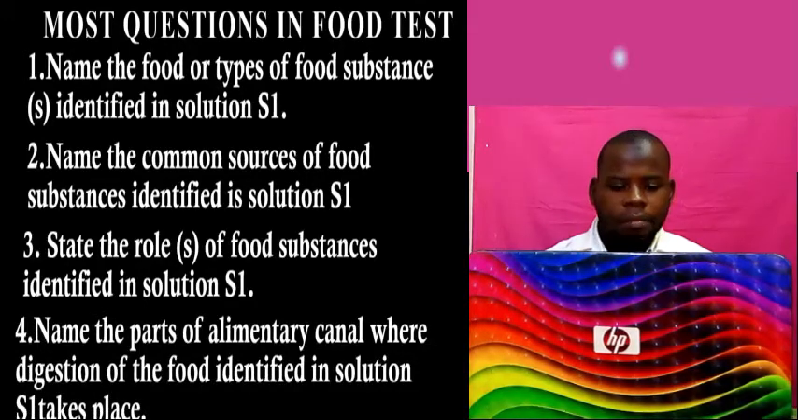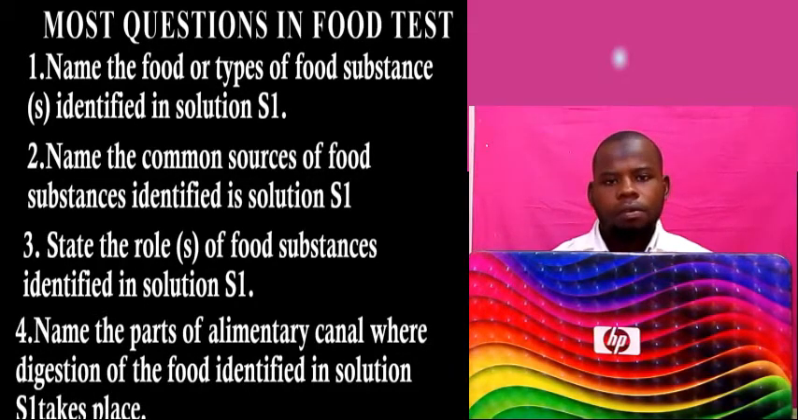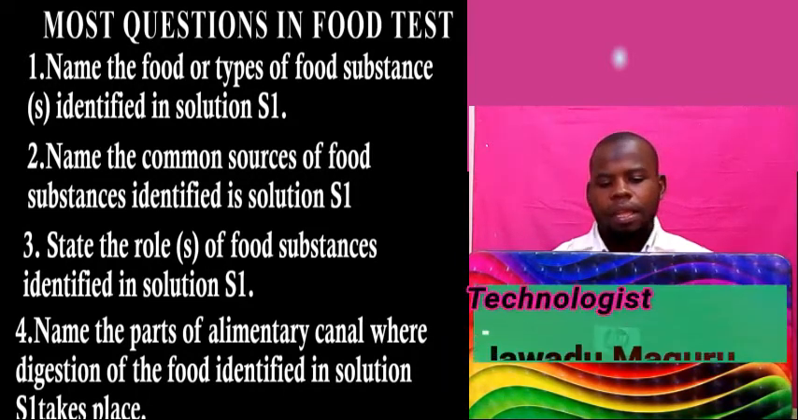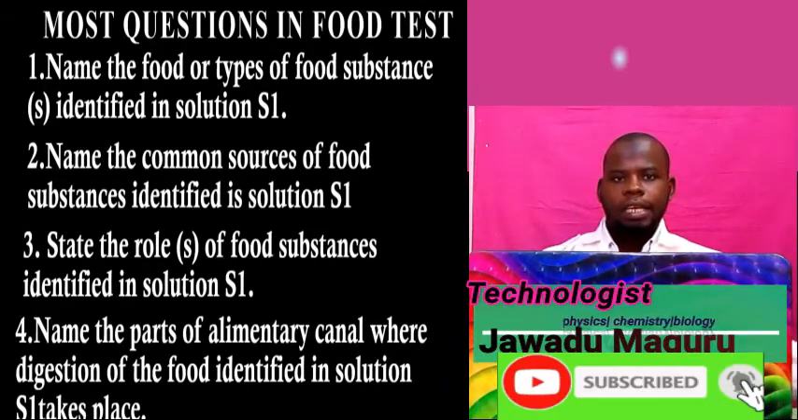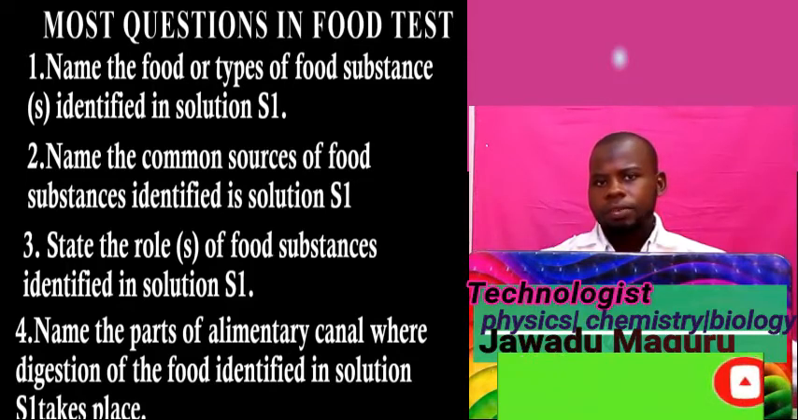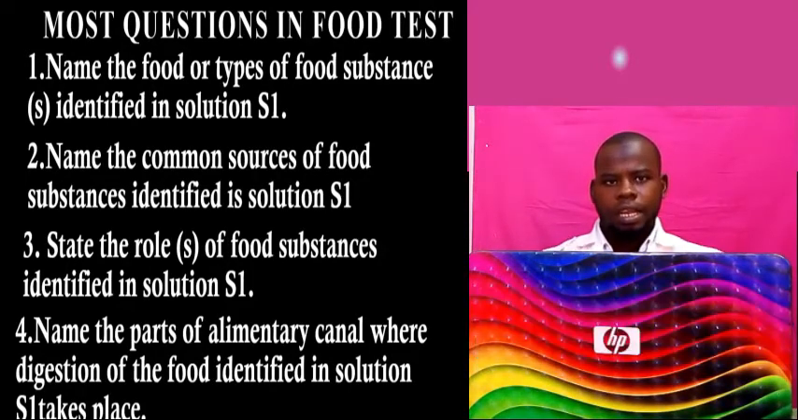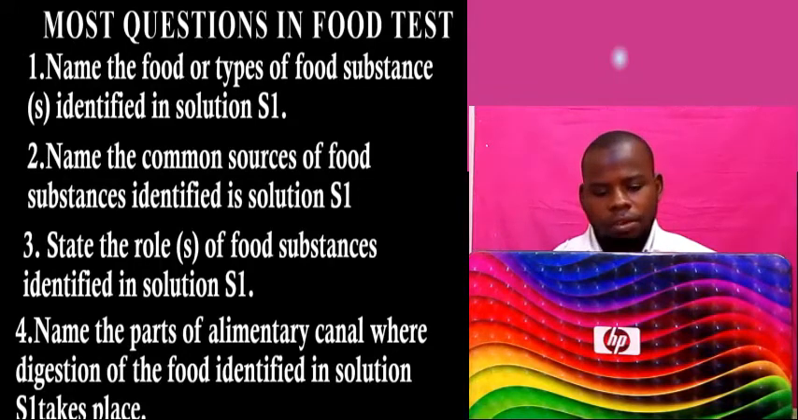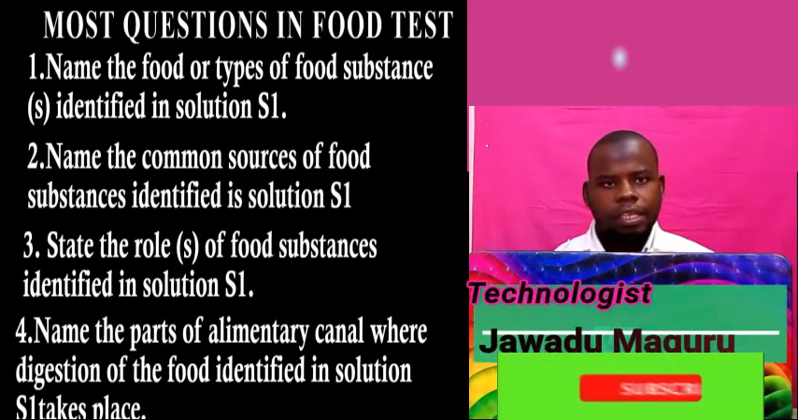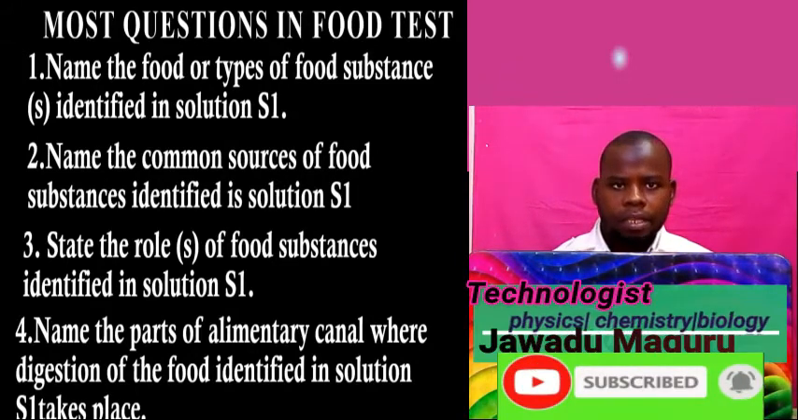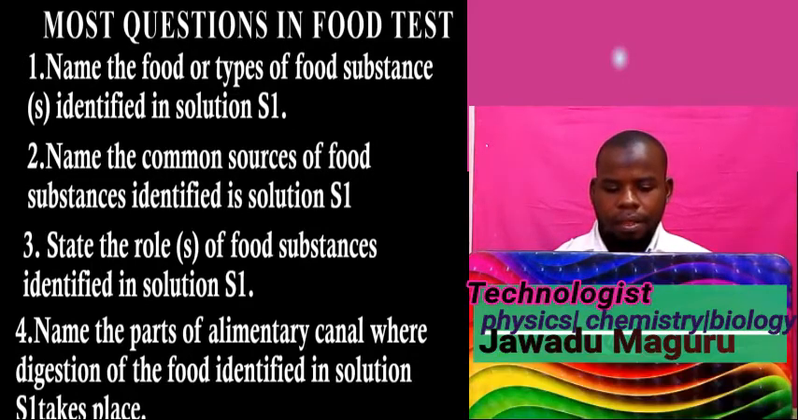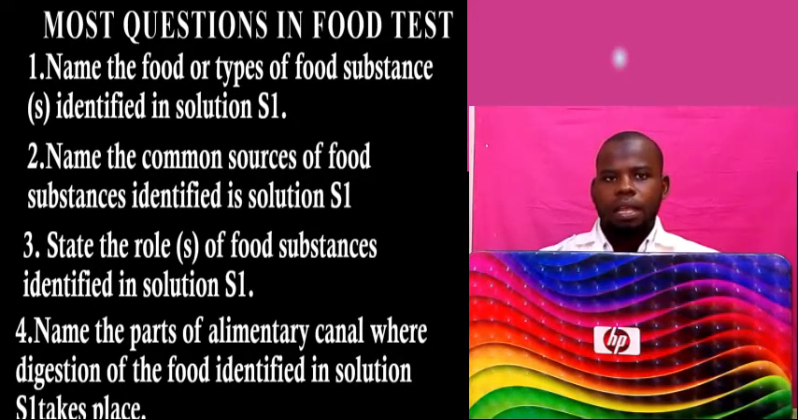Question number 4. Name the parts of the alimentary canal where digestion of the food identified in solution S1 takes place. We have different parts of digestion. There is a relationship between nutrition and digestion. After getting the nutrients, they are digested within the parts of the system of digestion. So you have to name the parts of the alimentary canal where digestion of the identified food takes place. Let's say starch: name the parts of the alimentary canal where starch is digested. Make sure you name them in series.